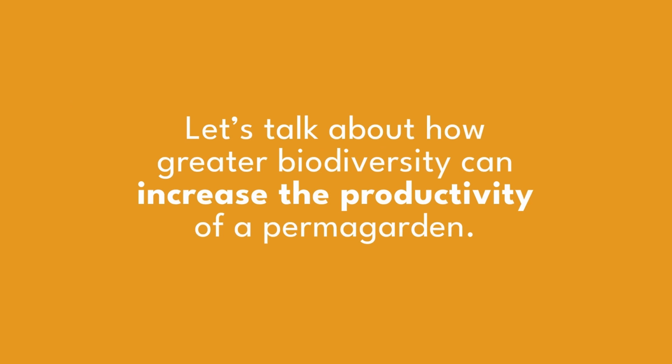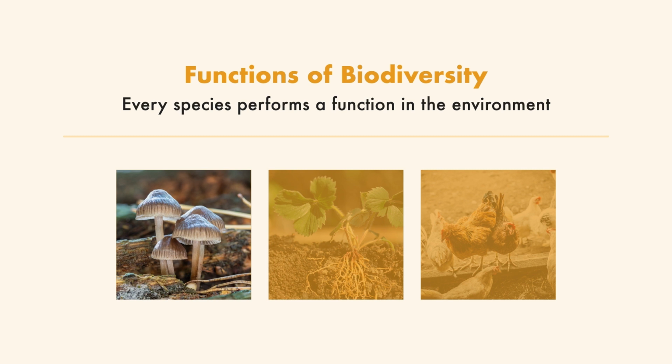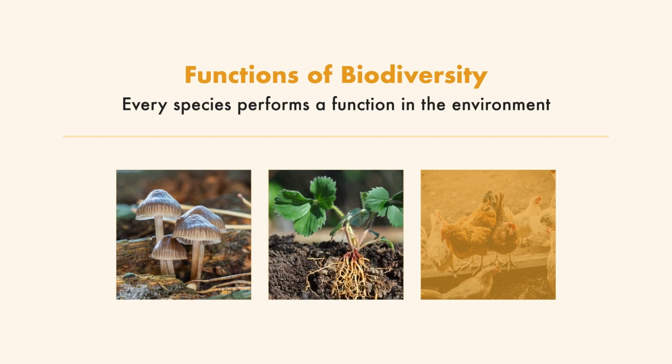Let's talk about how greater biodiversity can increase the productivity of a permagarden. Every species performs a function in the environment. For example, fungi aid in decomposition. Plants enrich and aerate soil with their roots and also protect loose topsoil from erosion. Animals such as chickens can consume pests from a garden and fertilize the soil with manure. Each new species, when carefully selected, that is added in and around a garden can create a healthier environment for plants to grow in. Species should be carefully considered to make sure it is the right species for that space.